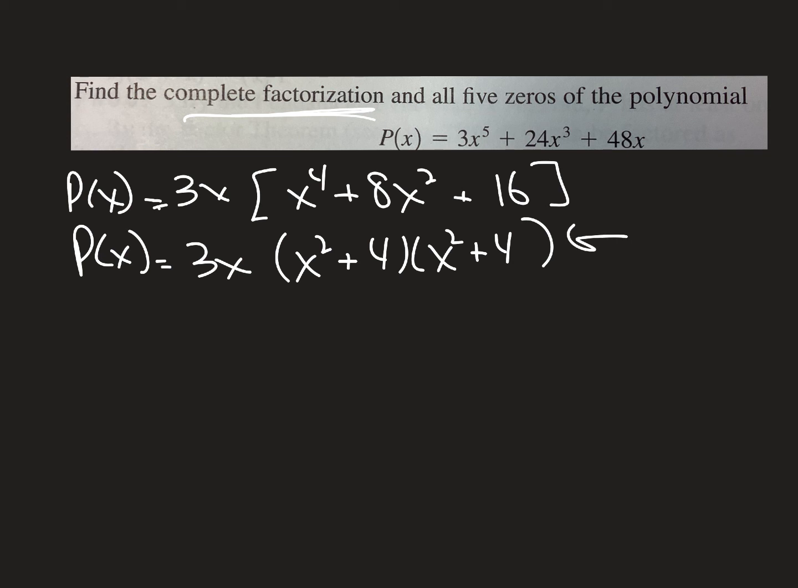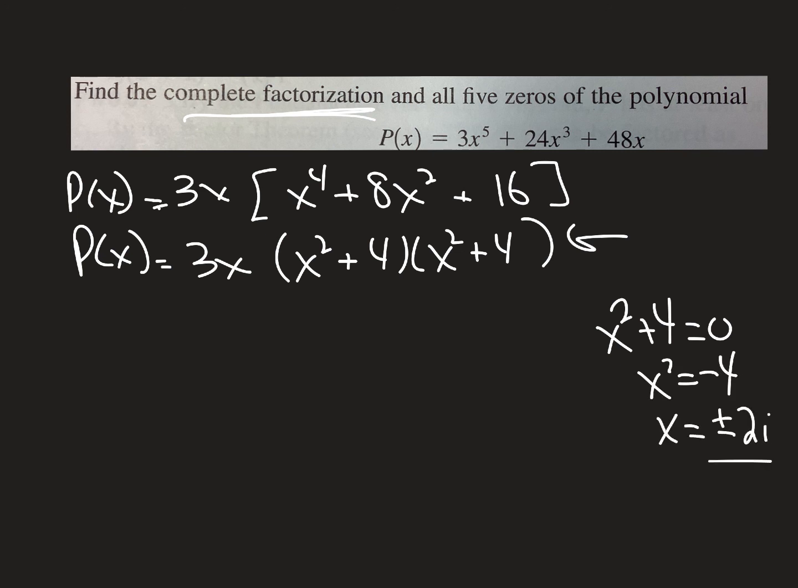So I'm going to break down that x squared plus 4. That's a pretty easy one. x squared plus 4 is 0. Move the 4 over. It's negative 4. Take the square root. Plus or minus 2i is your zeros. So those are the zeros there. So I'm going to say 3x, x plus 2i, x minus 2i.